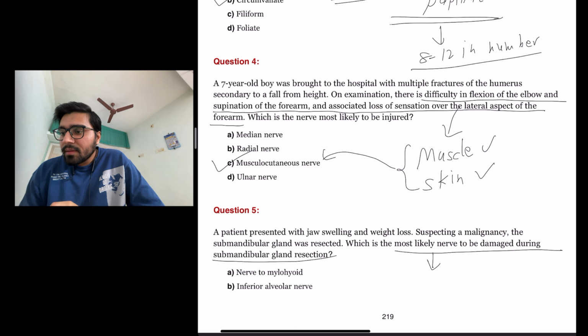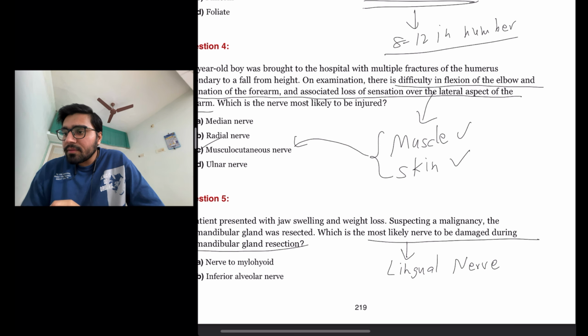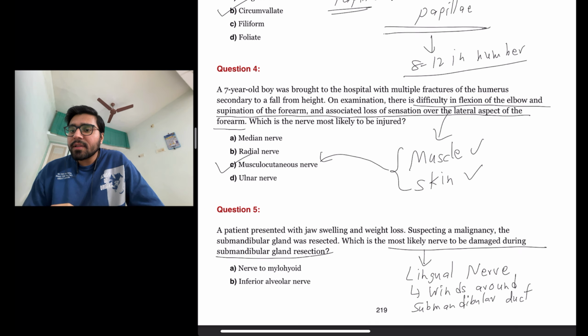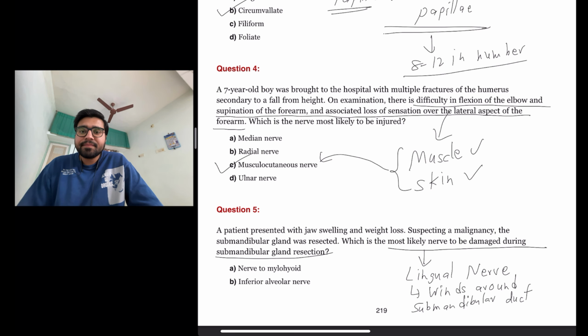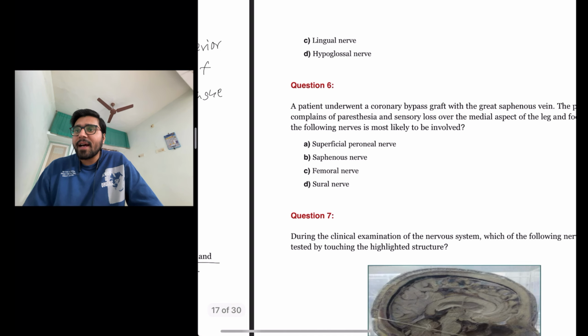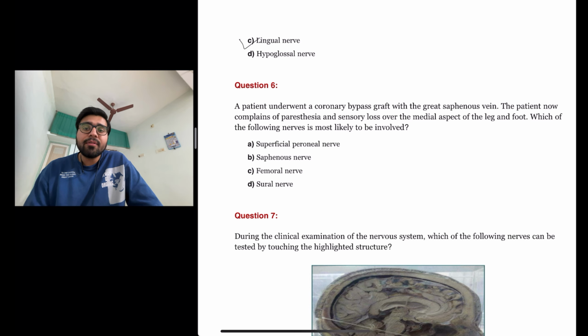It is actually the lingual nerve, because the lingual nerve winds around the submandibular duct. So during the submandibular gland resection, that is the nerve which is most likely to be damaged. Okay, so the answer here is C, lingual nerve.